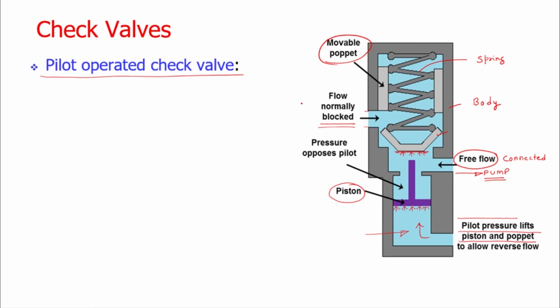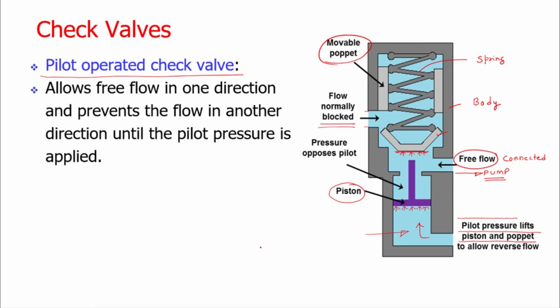So the advantage here is that if the inlet pressure is not sufficient to operate, we can externally apply pressure to operate the particular valve. So the pilot operated check valves allow free flow in one direction and they prevent the flow in the other direction until the pilot pressure is applied.